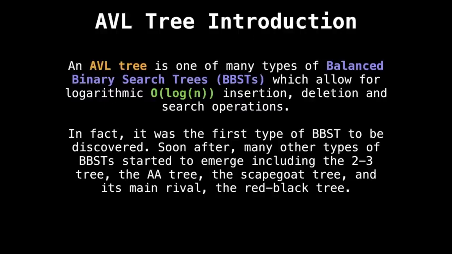An AVL tree is one of many types of balanced binary search trees, which allow for logarithmic insertion, deletion, and search operations. Something really special about the AVL tree is that it was the first type of balanced binary search tree to be discovered. Then, soon after, a whole bunch of other types of balanced binary search trees started to emerge, including the 2-3 tree, the AA tree, the scapegoat tree, and the AVL tree's main rival, the red-black tree.